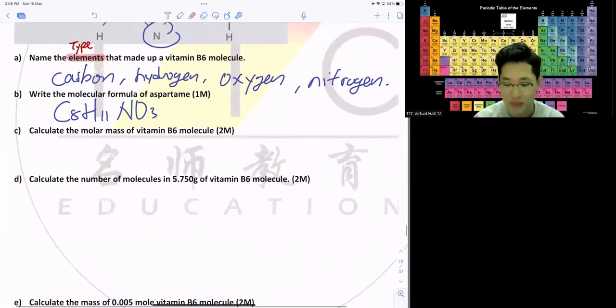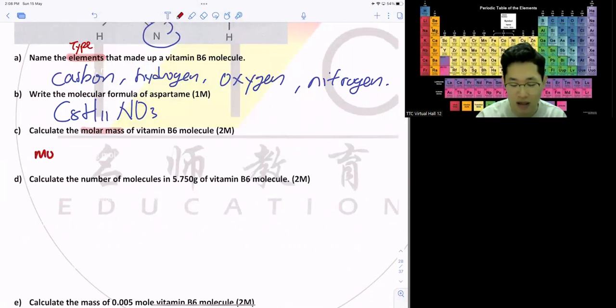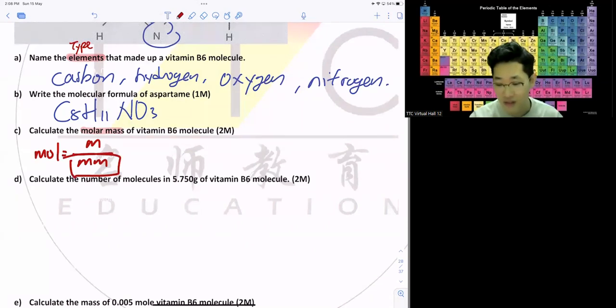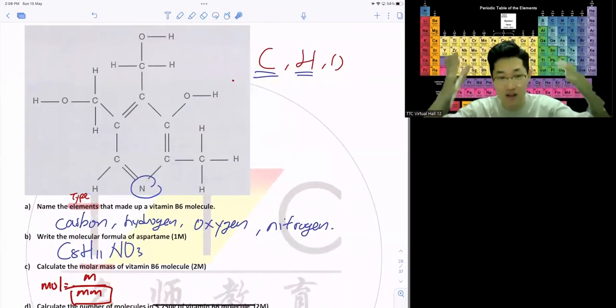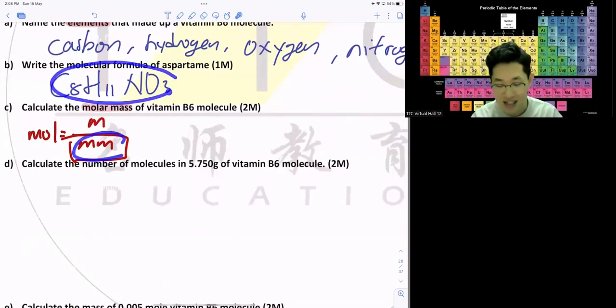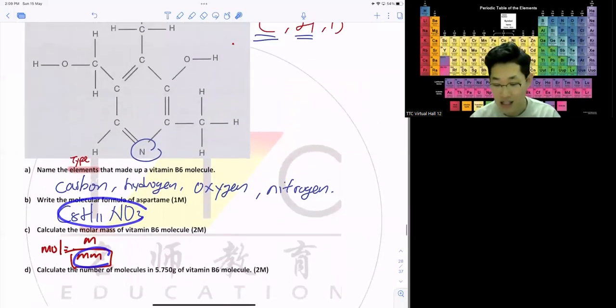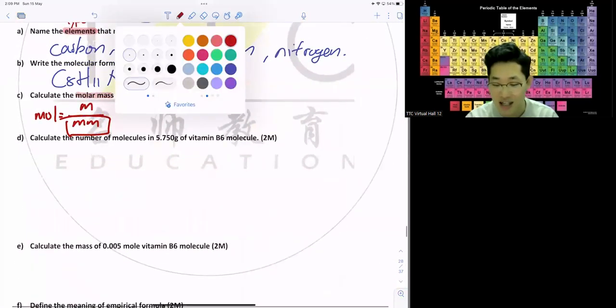Next question, it asked, what is the molar mass of vitamin B6? Molar mass. Every time we see the word molar mass, it is in the formula, right? For this molar mass, we always sub in the mass for the whole thing, the mass of the chemical substance. So what is the molar mass? We sub in the number. Where is the number? I forgot to put in. Okay, never mind. I give you now.